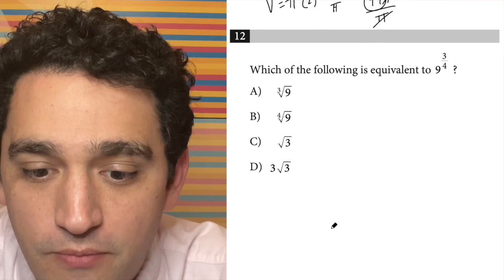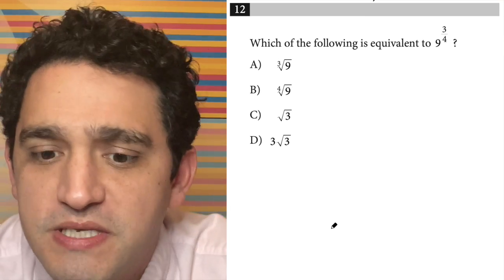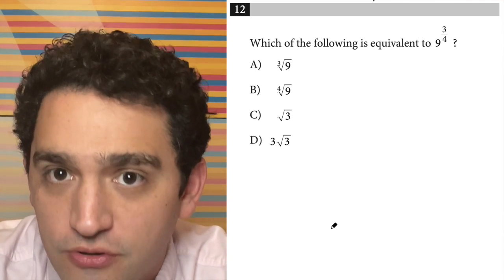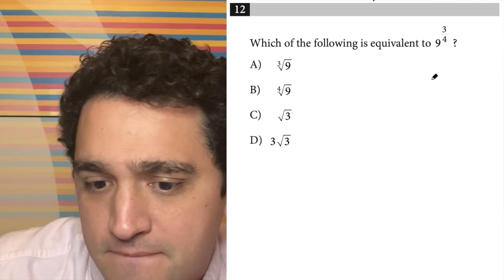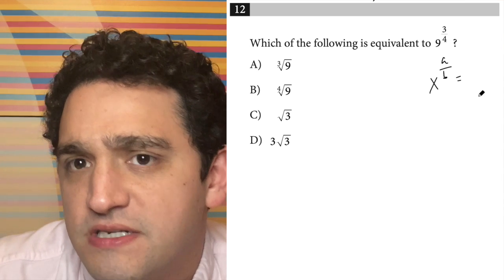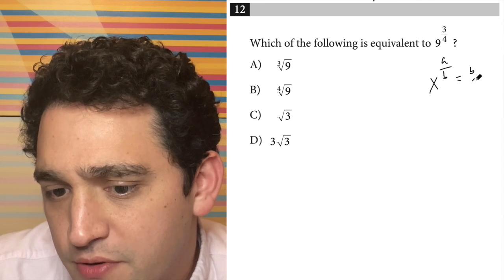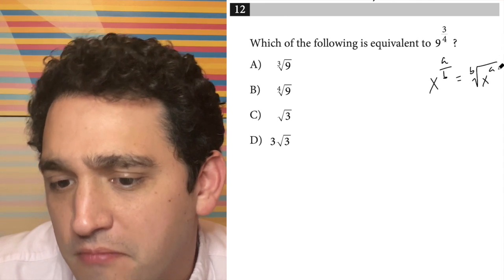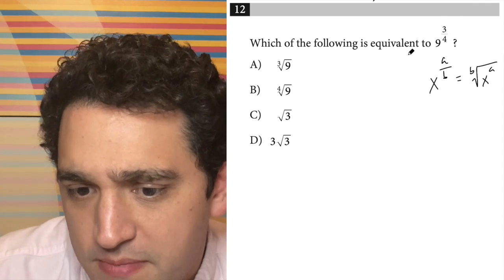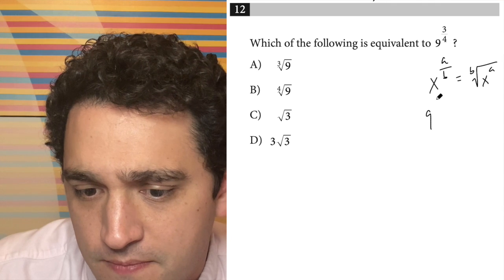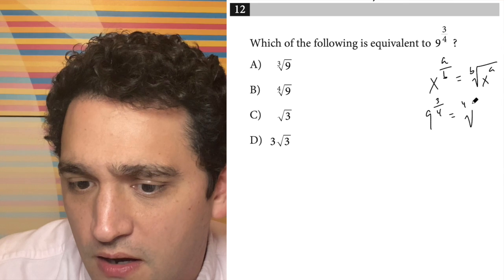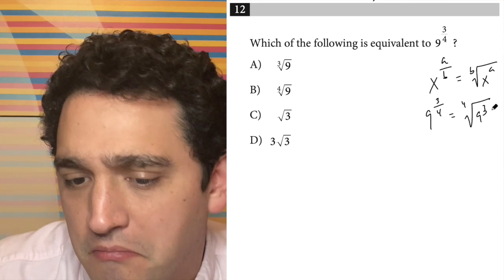Okay, moving forward to number 12. Which of the following is equivalent to 9 to the power of 3/4? Remember that for fractional exponents, let's say you have x to the power of a over b. This turns into the following: the b root of x to the power of a. Let's apply that to 9 to the power of 3/4. Well, that would mean 9 to the power of 3/4 would be the 4th root of 9 to the power of 3.